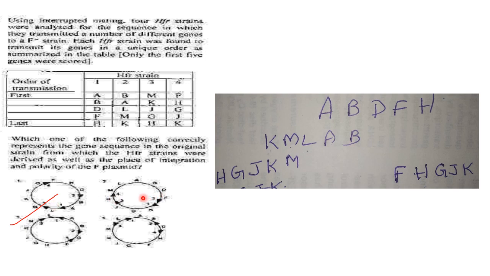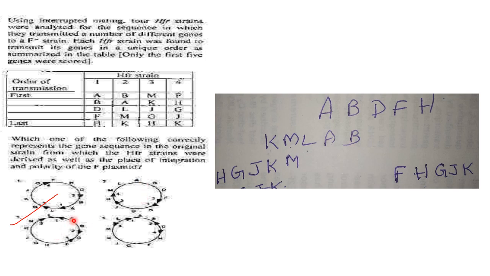Now if you see option 2, A, B, D, F, H, then next should be L, M, K, J, G, H. Now we will see for the F factor attachment. So in the first strain, A is the one which is to go first, so we have to put a mark before A, but it is not present in option 2. So that is not correct.